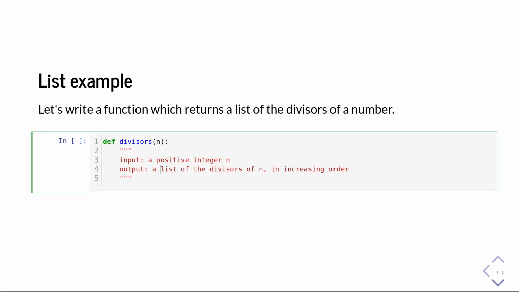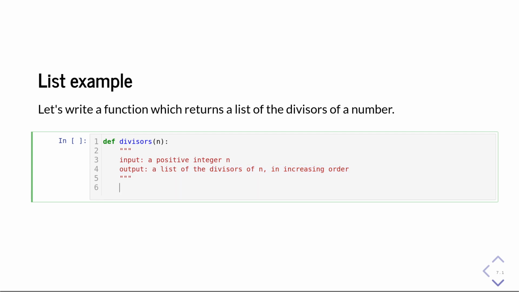And I've used what's called a docstring here, which is a special kind of comment to describe what the function is going to do. A good thing to do when you write Python functions is to write a very short piece of documentation explaining what the function is going to do. And a good way to do that is to say what the input is and what the output is. So here we said that the input is going to be a positive integer n, and the output is going to be a list of the divisors of n in increasing order.